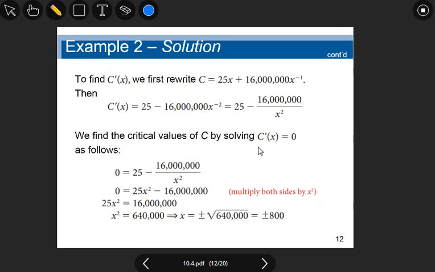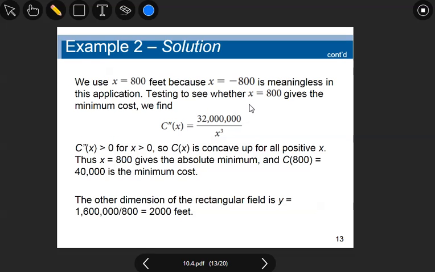After that we set it equal to 0, and we obtain our critical points, positive or negative 800. Length cannot be a negative value, so we take only positive 800. Now by using the second derivative test we can confirm that the second derivative is positive, because if you plug 800 into this one it becomes a positive value. So at 800 it is a minimum.